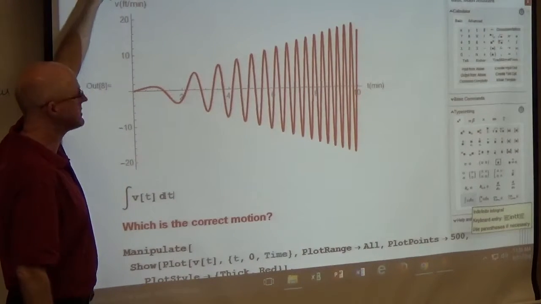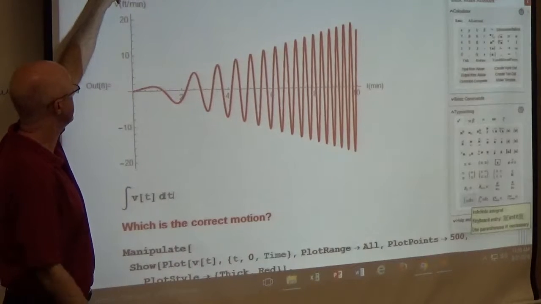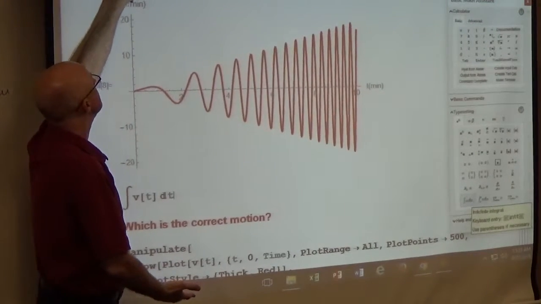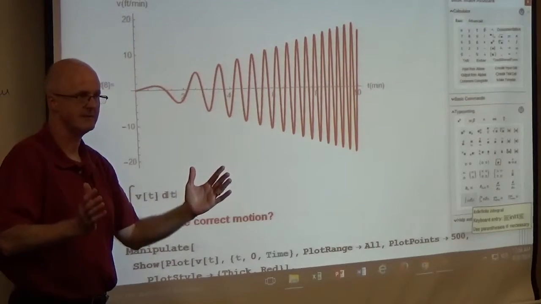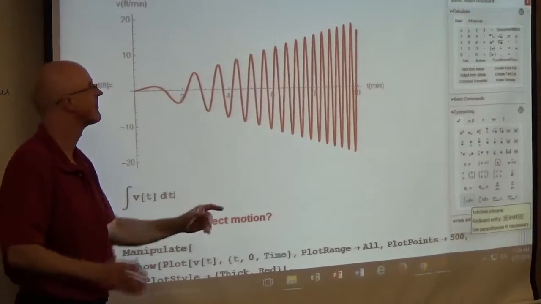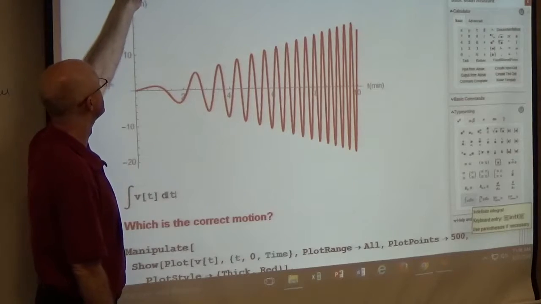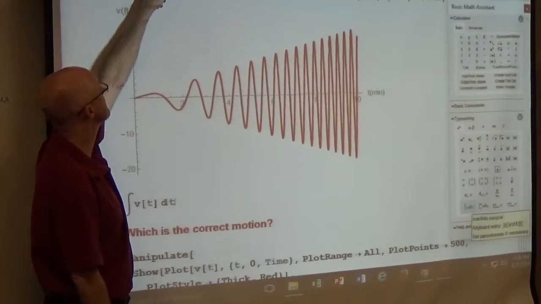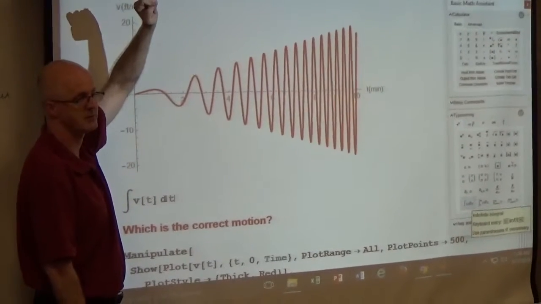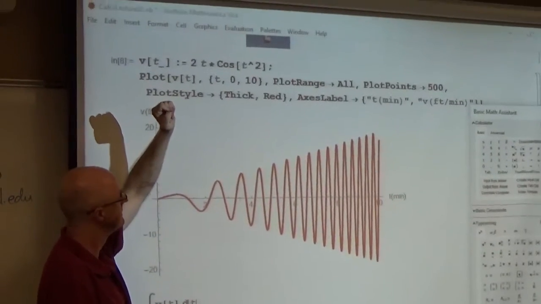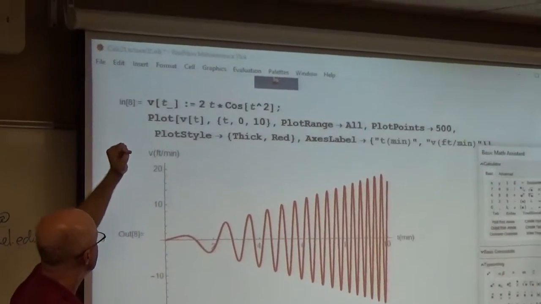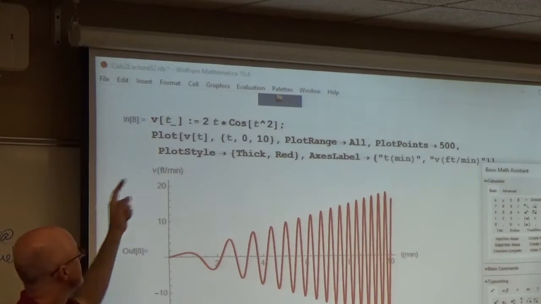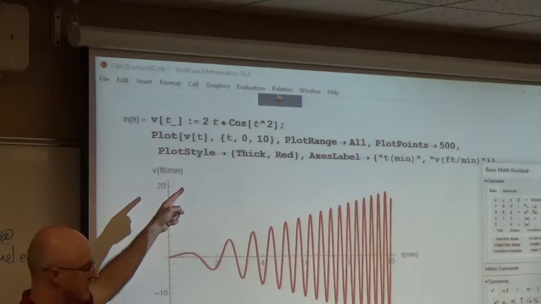When you enter a function in Mathematica, you need to create a name for it. I called it v. I could have called it f. You put square brackets for your input, not parentheses. When you first define the function, you need an underscore there. And it's good practice to also put a colon before your equal sign when you're first defining the function. That is the function v of t is 2t times cosine t squared.